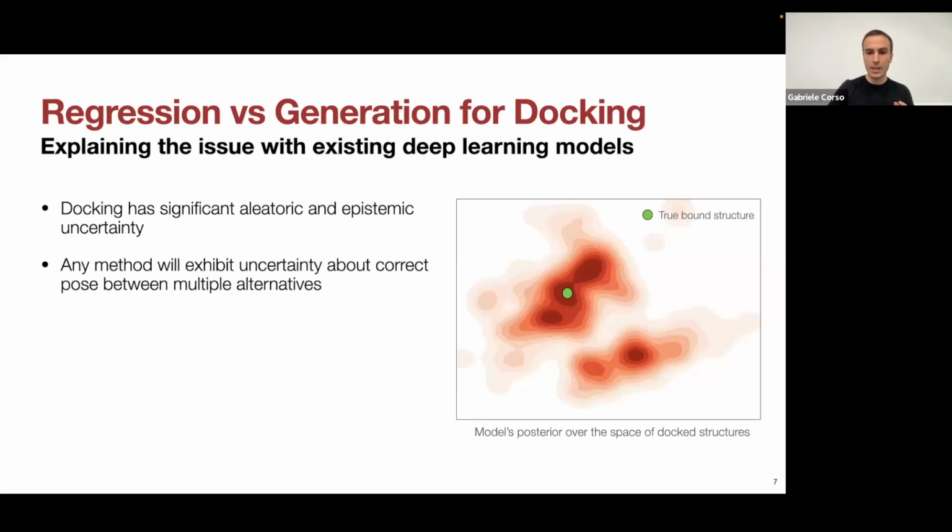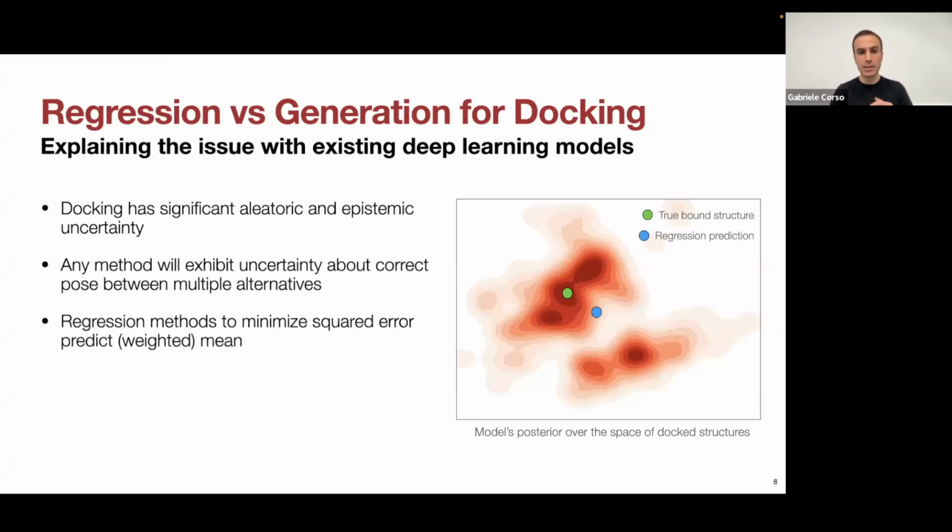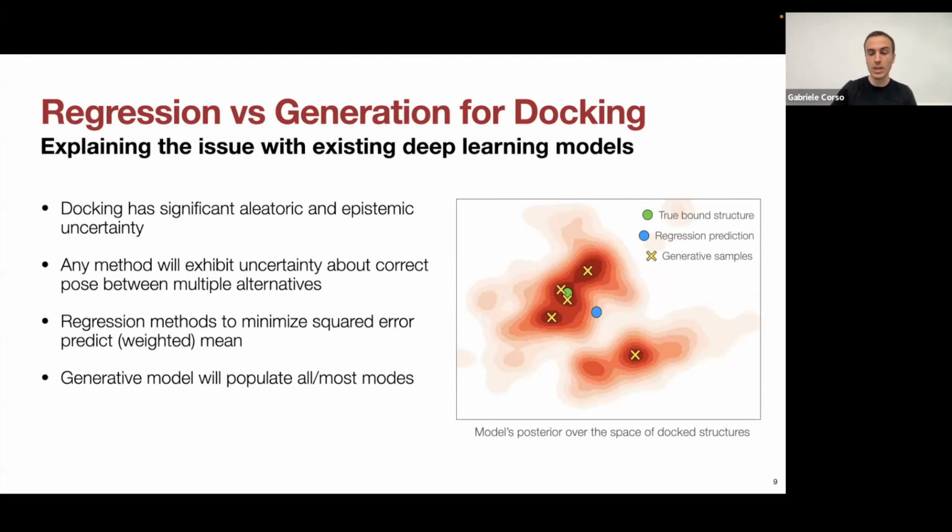And so if we use a regression-based method, this is going to try to find the average of this posterior, the mean of this posterior distribution. And as I'll show you, this turns out to be something very unphysical and very far from the modes that we're interested in recovering. On the other hand, if we use a generative model, this will populate all the modes, and we can then try to find which modes we are most interested in. And so this is the idea behind using generative models for docking.